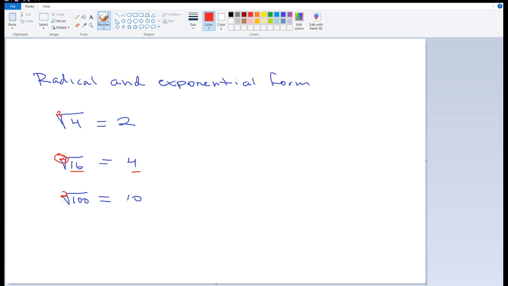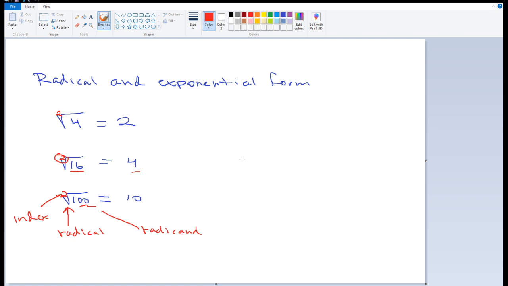Sometimes this number may not be a 2, it may be something else. And by the way, this number on the outside, we call this the index. The index number, and this root, we call this the radical symbol. The number inside, we call that the radicand.